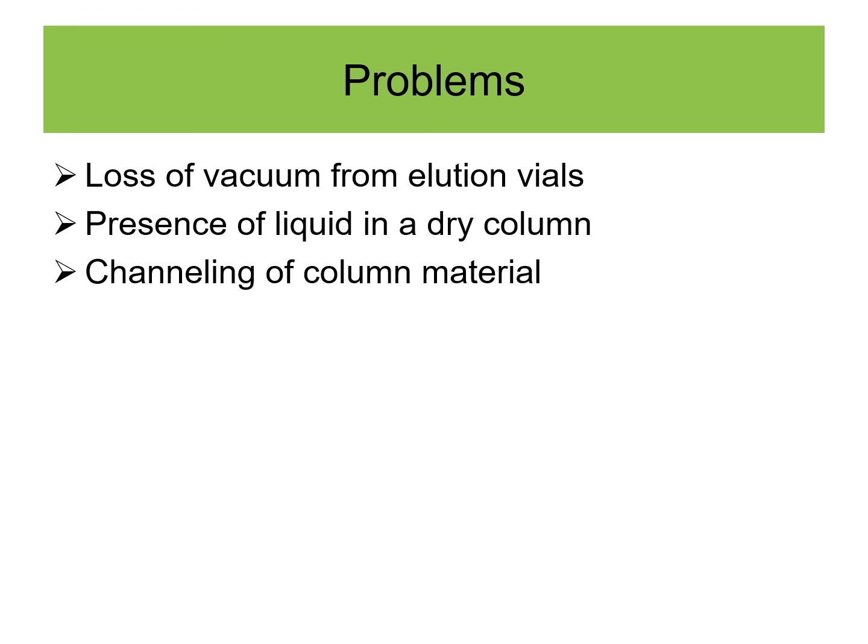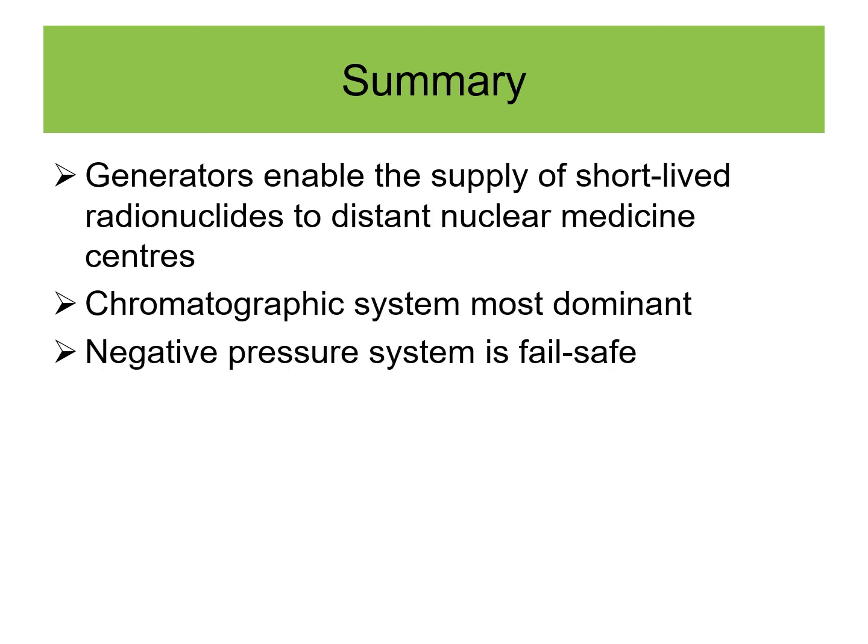Problems that may arise with regard to generator systems: you may have loss of vacuum from the elution coils. You may have presence of liquid in the dry column, as we've just mentioned. And the third one, if you have channeling within the column material, then it's going to give you some other challenges as well. As a summary, generators are one of the sources of radionuclides that are used to supply short-lived radionuclides to distant nuclear medicine centers. Chromatographic system is most dominant. Negative pressure system is a fail-safe system.